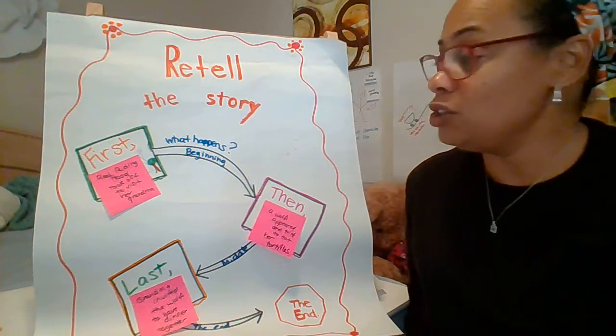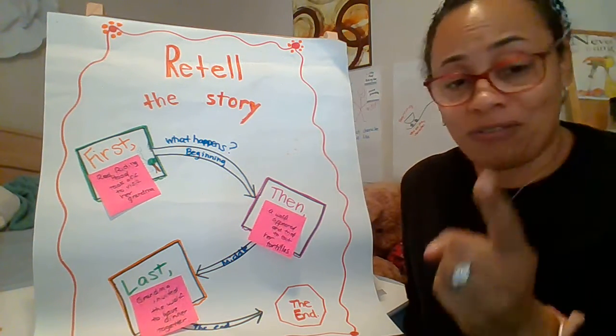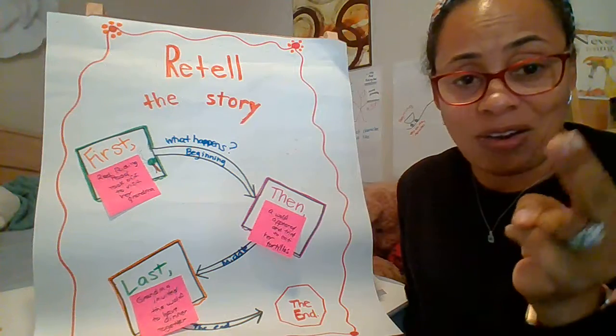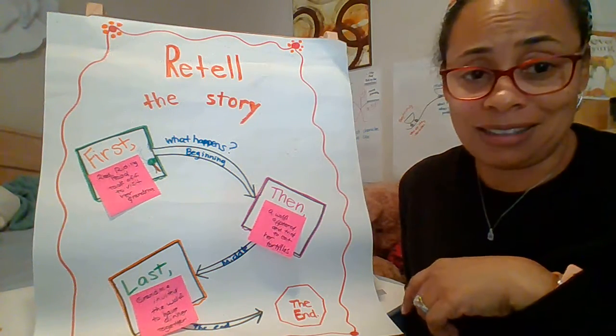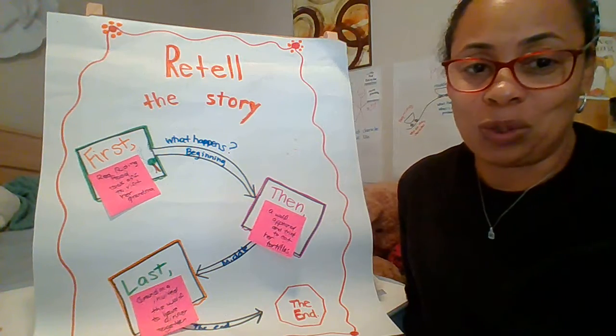That's it. Retelling a story, it's 3 steps. What happened first, what happened then or next, what happened last or finally. I know you got this. Let's do this with our new story today.